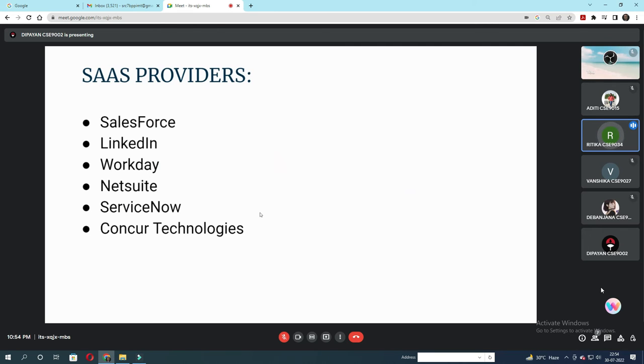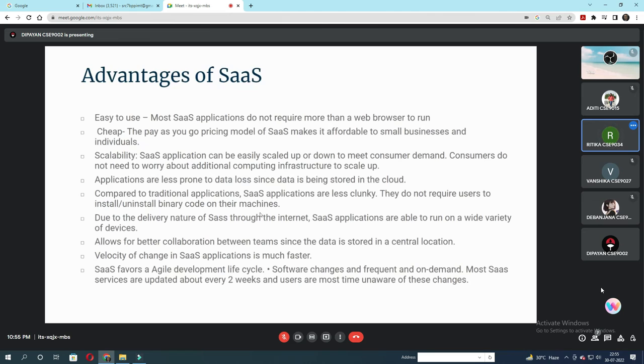A few SaaS providers are as follows. The most popular ones are Salesforce, LinkedIn, ServiceNow and Workday. These are a few SaaS providers. I would like Aditi to continue with the further slides.